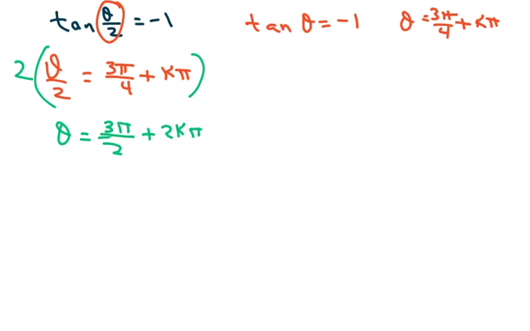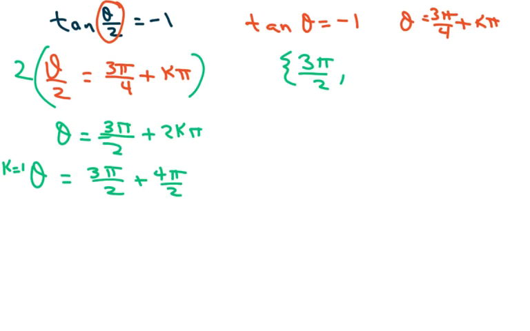All right, so we know when k is 0, we're just going to have 3 pi over 2, and then we're going to check the others. So let's do 1. When k is 1, we get 3 pi over 2 plus 4 pi over 2, and that's going to give you 7 pi over 2. And let's try k equals 2. So we have theta equals 3 pi over 2 plus 4 pi, which would be 8 pi over 2, which gives us 11 pi over 2. And if you can see here, there's a pattern.